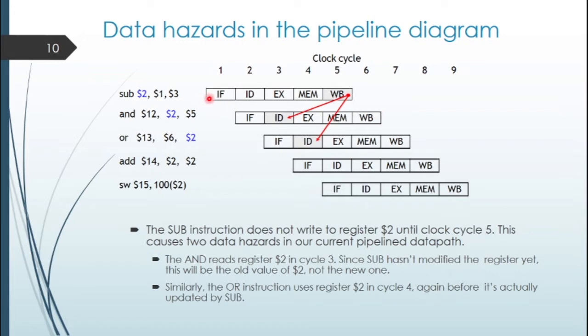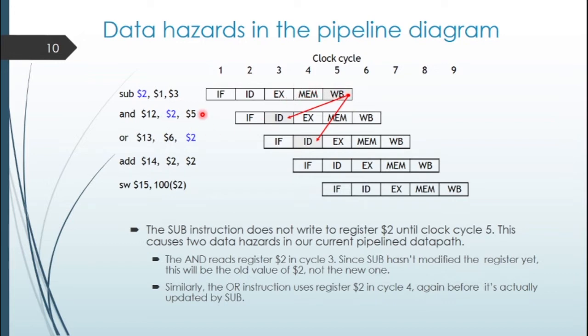This is the first instruction. You can see register 2, by the normal operation, is written in the 5th clock cycle. So before the 5th clock cycle, you cannot have register 2 hold the actual value of 1 minus 3. The subtraction result will be ready, but the data will be stored in register 2 only in clock cycle number 5. Before this, it will not be there.